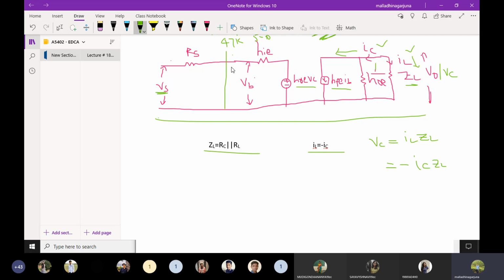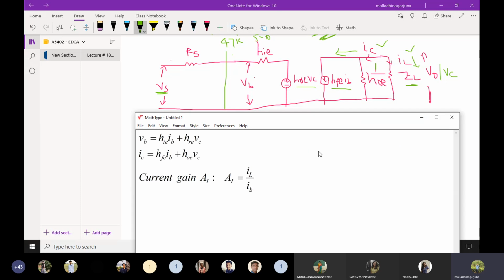But here, first I'm calculating the voltage gain, current gain, input impedance and output impedance without taking the source resistance into consideration. So the current gain AI is equal to output current by input current. IL is nothing but I can write it as IC divided by IB, and IL is equal to minus IC. We know that, because both the directions are opposite. So AI equals minus IC by IB.